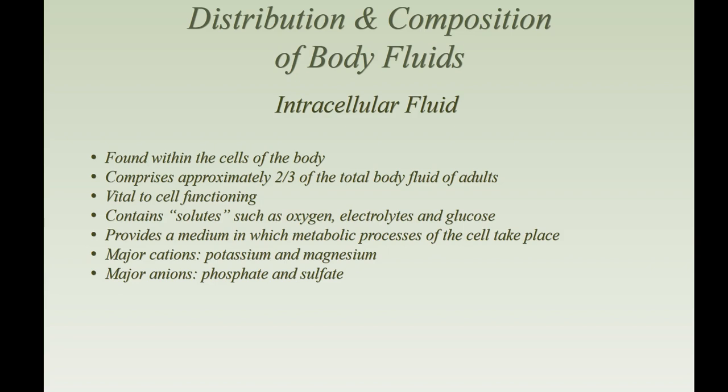And we talked about, so inside the cell, and I don't want y'all to memorize this. This is not what I want you to memorize now. We'll talk about it a little bit more later. We'll expound on it. The major cations inside the cell are potassium and magnesium. Makes sense. Do you know what the normal serum potassium is?